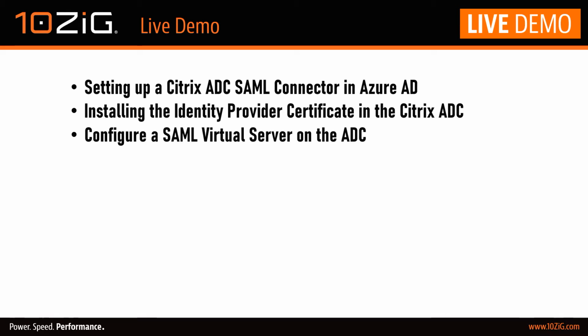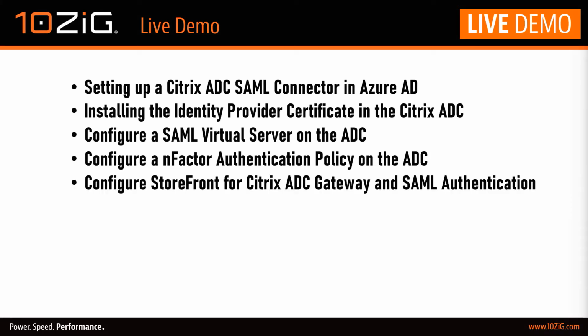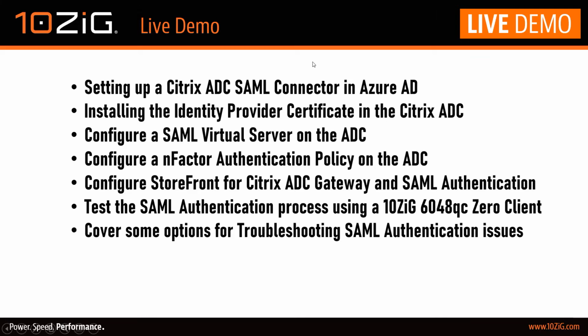Next, we will configure a SAML virtual server and use the App Federation Metadata URL copied from the Citrix ADC SAML connector for Azure AD application. We're going to configure an nFactor authentication policy because if you bind the SAML authentication policy directly to the gateway virtual server, apparently this is considered deprecated and will be removed. So we configure an nFactor policy that is just an authentication virtual server with authentication profile. We configure StoreFront for the Citrix ADC gateway and SAML authentication. Then we can test the setup using a Tenzig client and finish with some troubleshooting pointers.